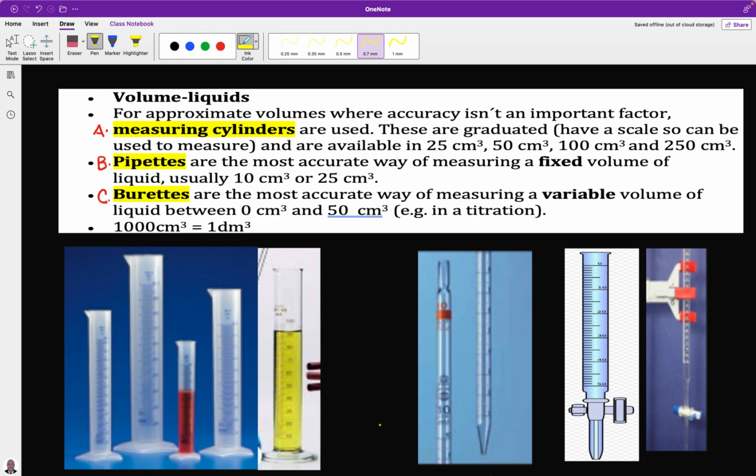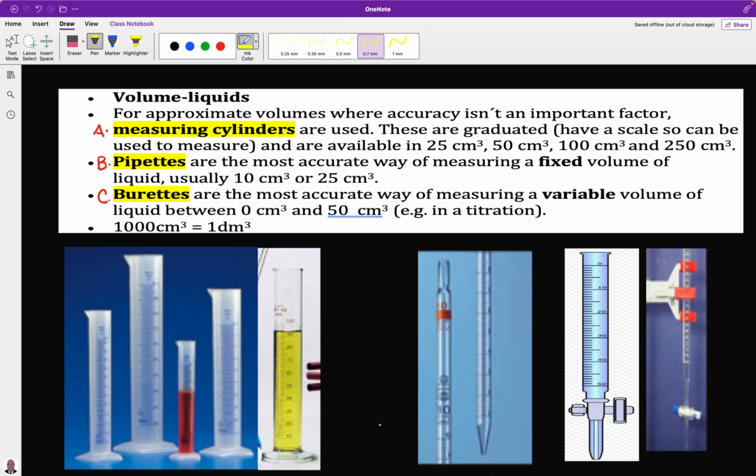But where accuracy is very, very important, where you need an accurate volume, especially when it has to do with titration, you need pipettes and you also need burettes. Pipettes are graduated into 10 cm cube and 25 cm cube. Burettes go from 0 to 50 cm cube.